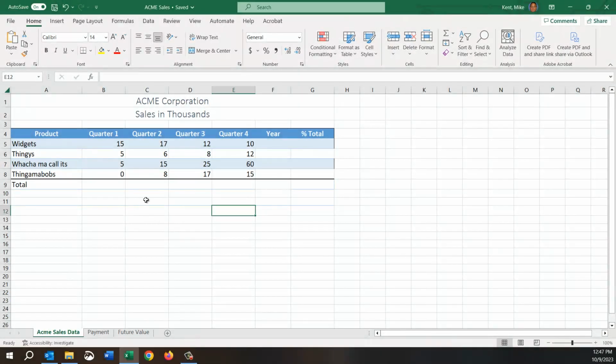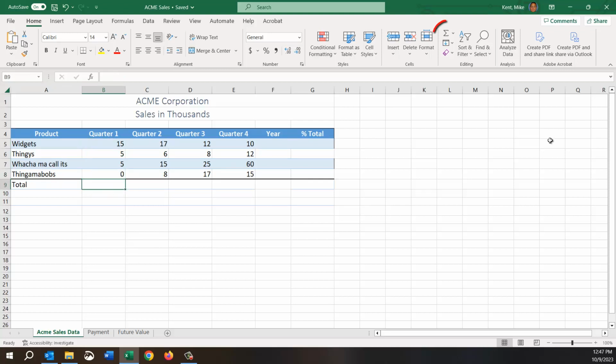All right, so let's get into understanding the difference between absolute and relative cell references. To do that, I need to get some totals in my spreadsheet here for Acme Corporation. This is my mythical company. We sell widgets, thingies, whatchamacallits, and thingamabobs. First thing I want to do is get my total for the quarter. Quarter one, I want to total up these four cells right here.